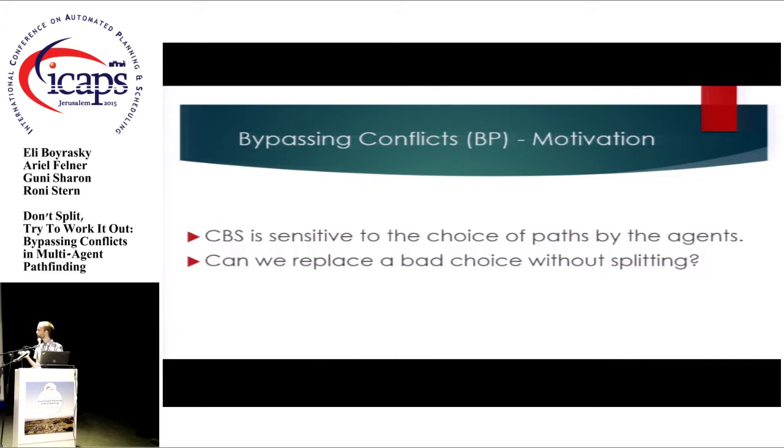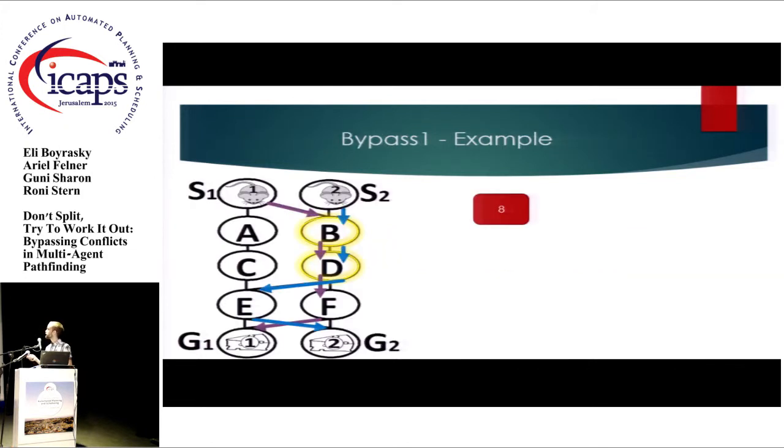So we saw that CBS is sensitive to the choice of paths by the agents. And the question is, can we replace a bad choice, like the bad choice mouse number one made, without splitting and enlarging the size of the search space? The idea is that when we generate the left child with this new path for mouse number one, we could say, hey, that's a better path for mouse number one. Let's not split. Let's just adopt this path.